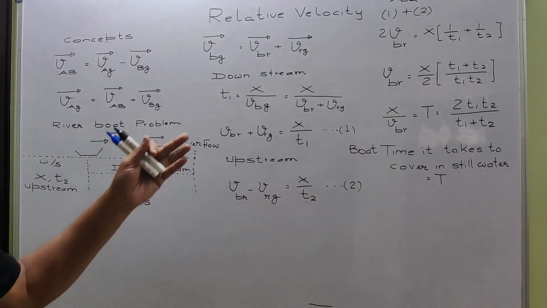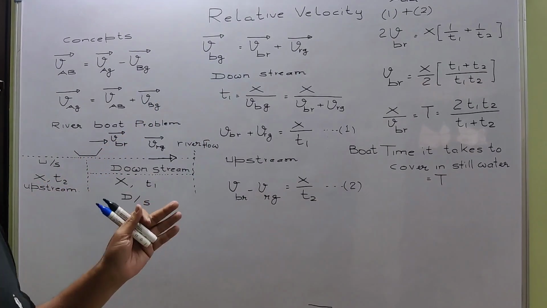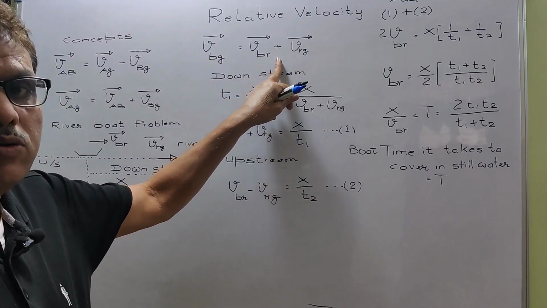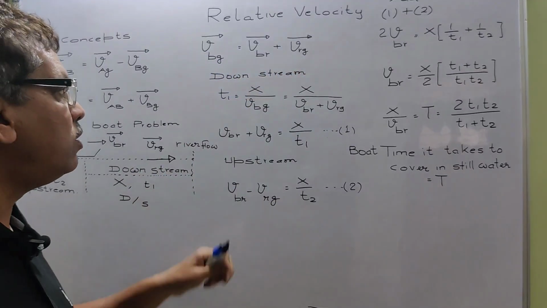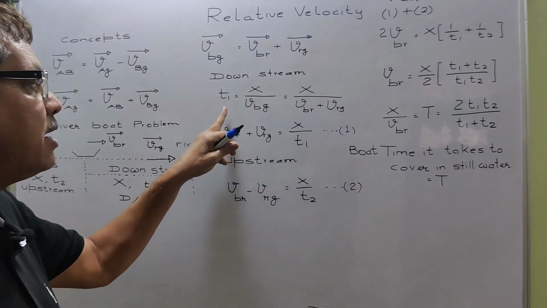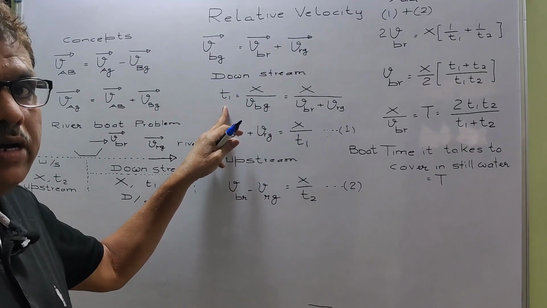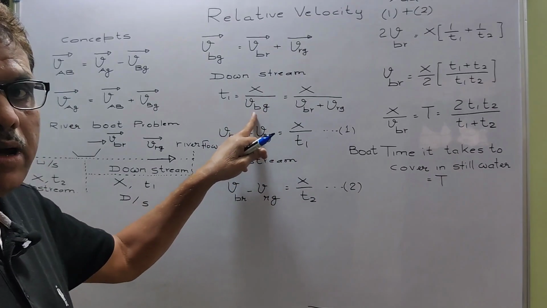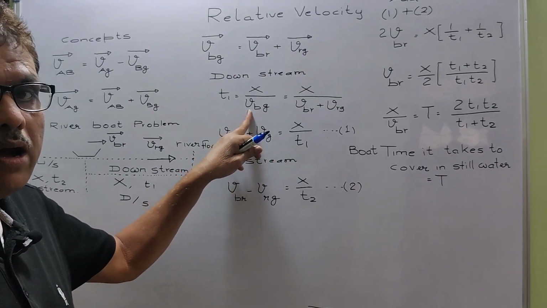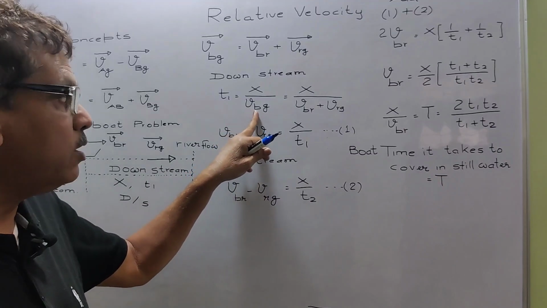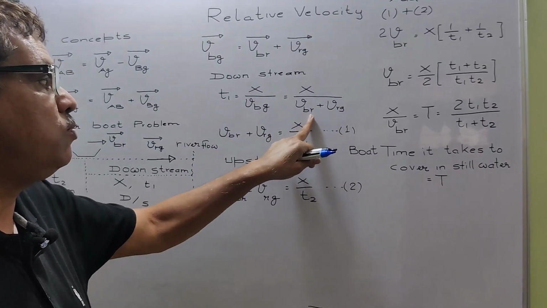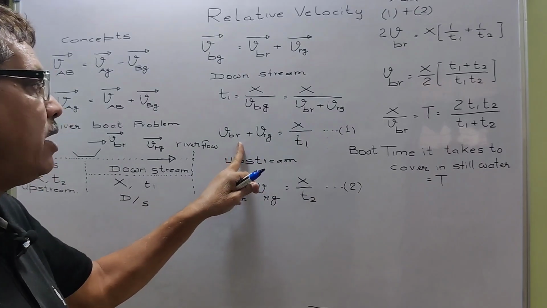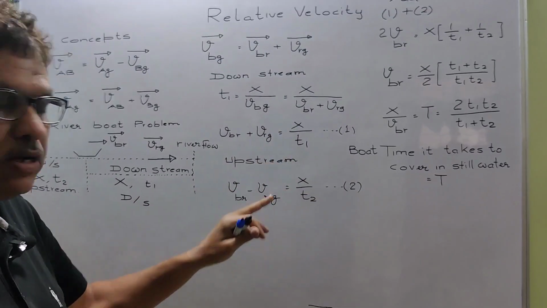Now how can I write? I can write the velocity of boat with respect to ground as the velocity of boat with respect to river plus river with respect to ground. In the downstream side, the time it takes is t1, so t1 equals x divided by v_bg. Keep it in mind, this is the boat velocity with respect to ground. This can be written as the sum of these two velocities, v_br plus v_rg. Similarly, v_br plus v_rg equals x by t1.